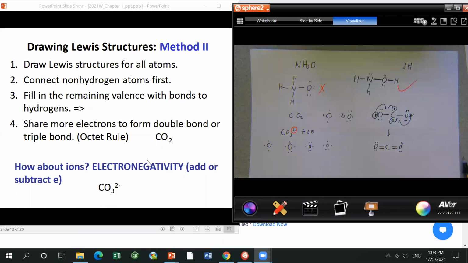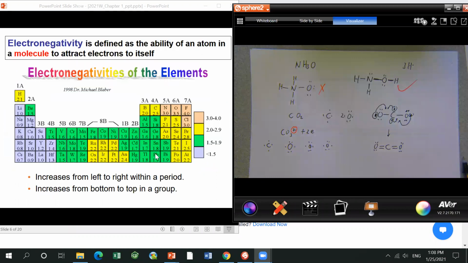For the anion, the higher electronegativity atom picks up the electrons. Higher electronegativity picks up electrons. So that's here.